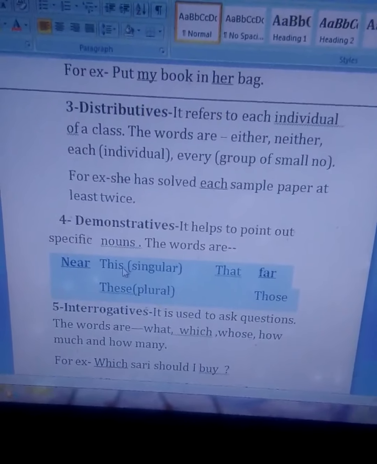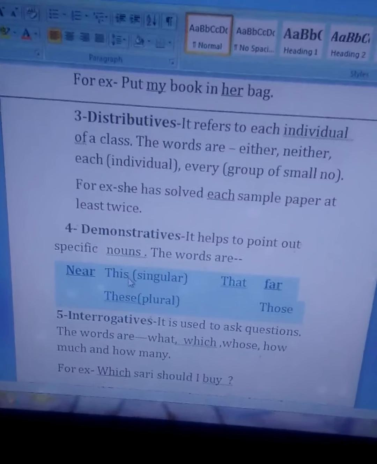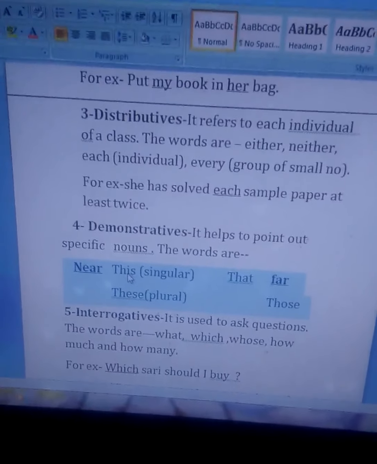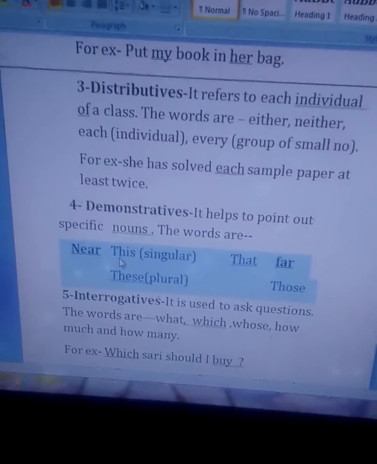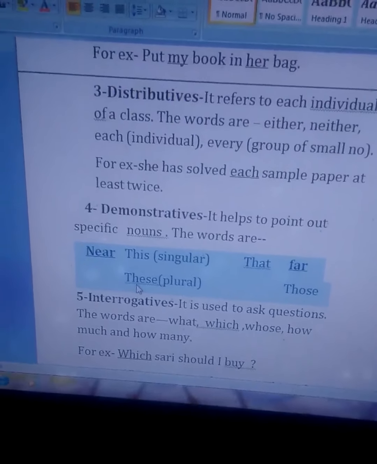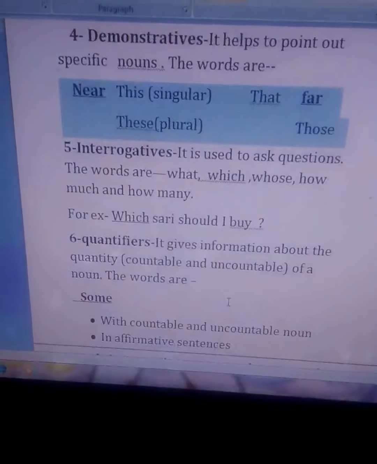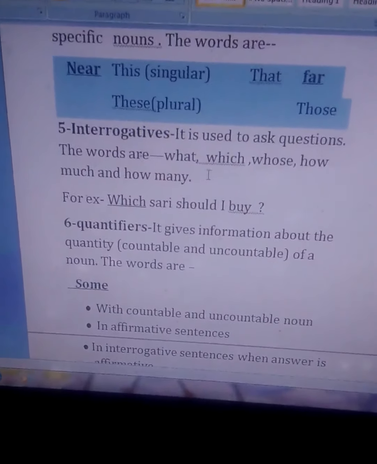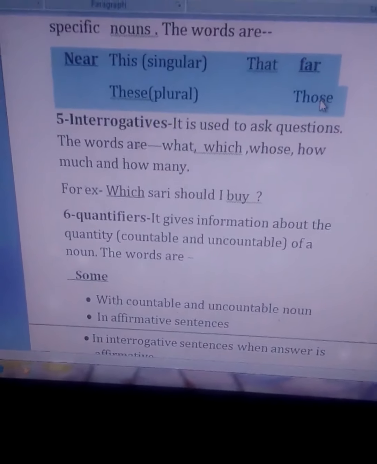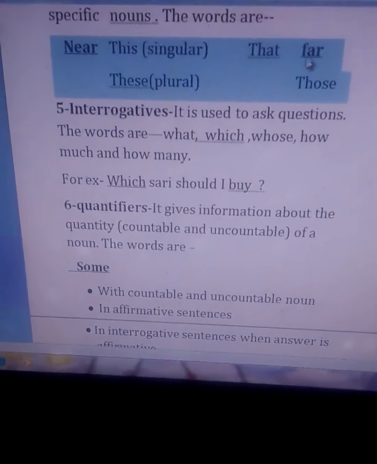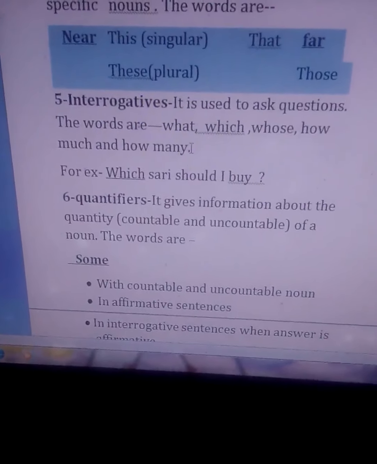For the things which are near to us, we use this as a singular and these as a plural. For the things which we point out that are far, we use that and those. That is used as a singular and those is used as a plural.